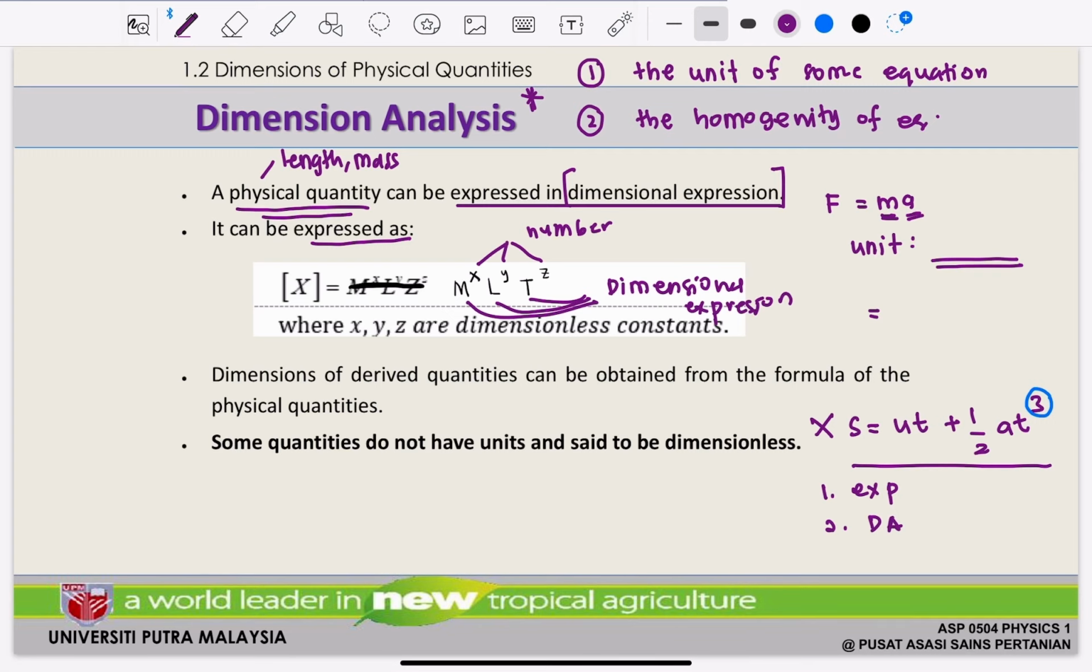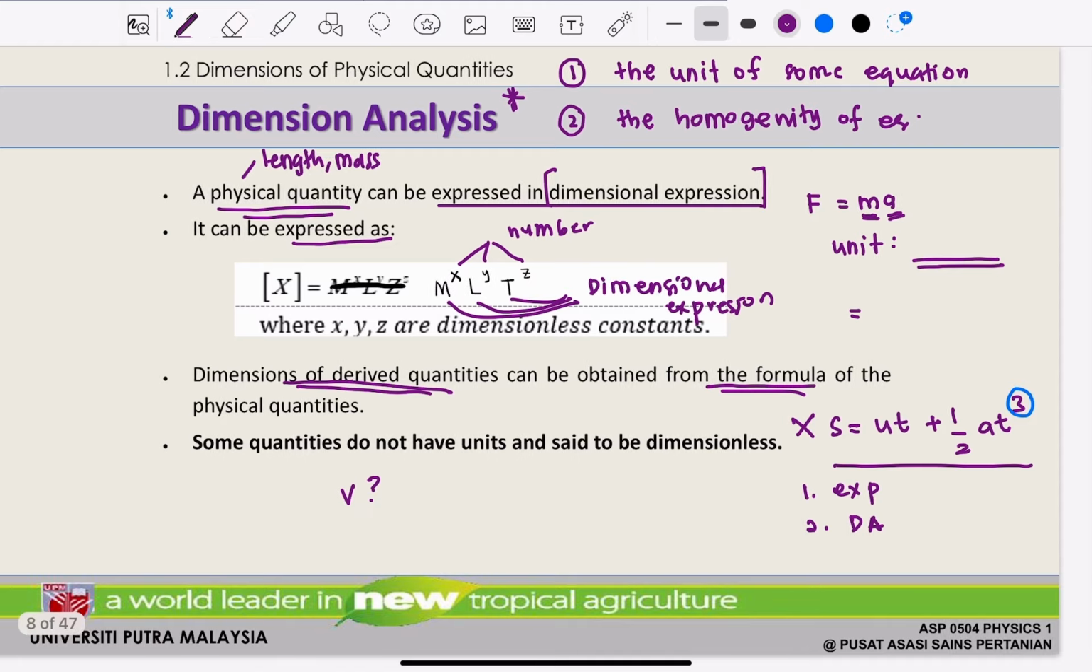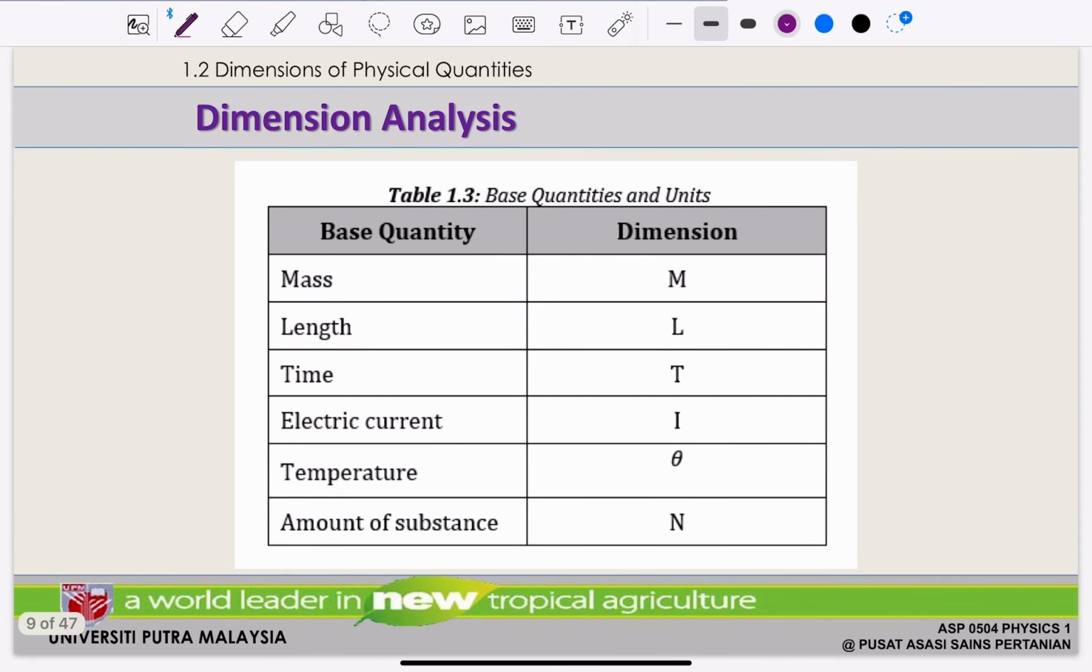Okay. Now, dimension of a derived quantity. Apa-apa yang derived quantity ni, kita boleh obtain daripada formula dia. For example, we have V. We want the dimension of V. What is dimension of V? Right? Let's look at this. Before that, you need to know the basic dimension for a base quantity because all of derived quantity is coming from the base quantity. So you have mass.